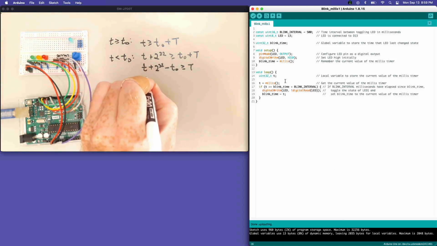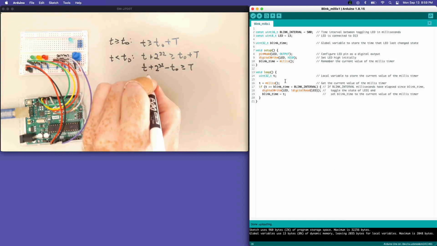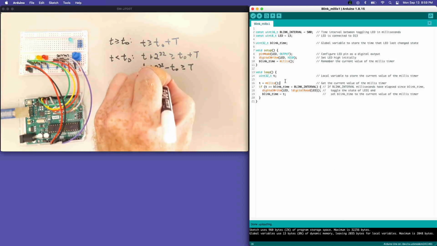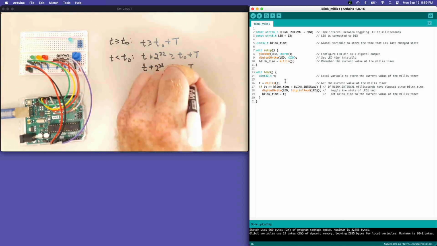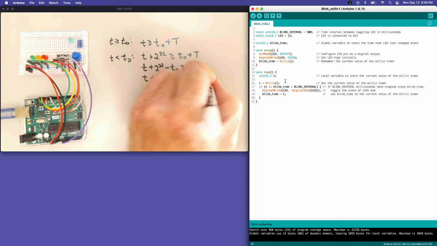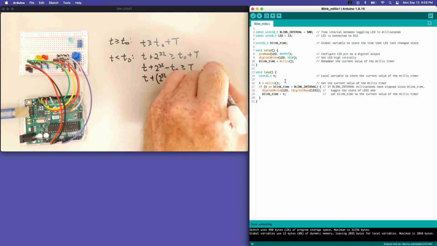And so what we're going to do is add 0 to the left-hand side of this inequality by adding and subtracting 1. We can always do that. So this would be t plus 2 to the 32nd minus 1 minus t0 plus 1 is greater than or equal to t.